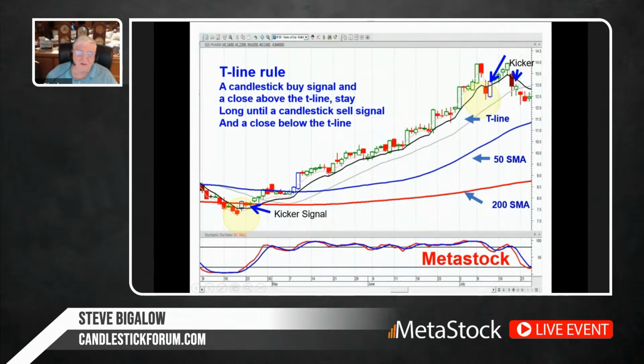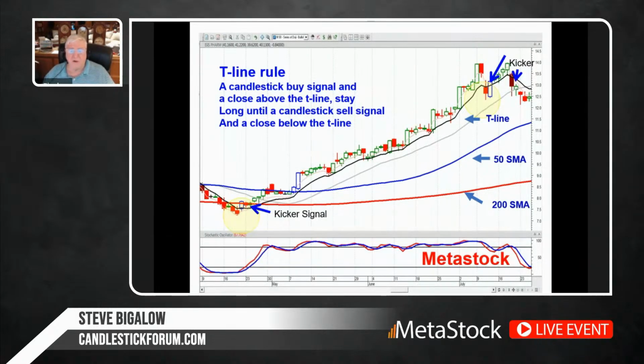The T-line was short for trigger line, trade line. We were trying to come up with a name for it, so we just called it the T-line. I actually did that because I was going to type it quite often, and I didn't want to have to type a big word every time.